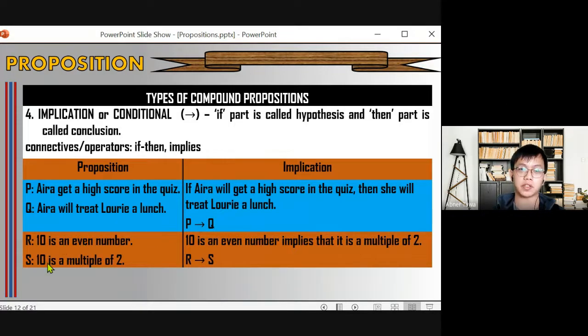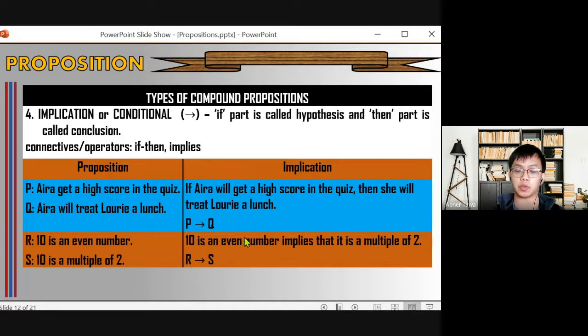Right. So another example here is we have here proposition R, which states that 10 is an even number, and another proposition S is 10 is a multiple of 2. So we're going to use here the connective implies. 10 is an even number implies that it is a multiple of 2. So that is R implies S, if you're going to write it in symbols. Right. So we have here two examples for implication or conditional.